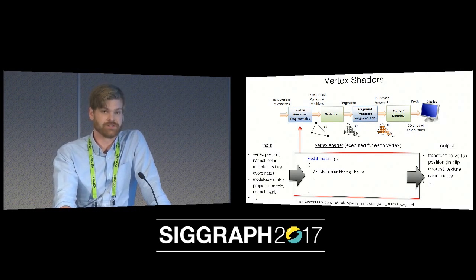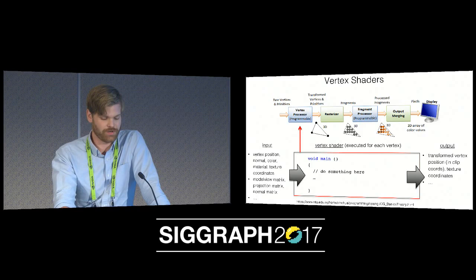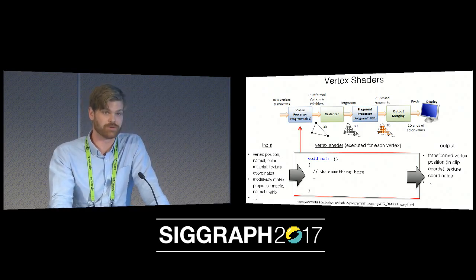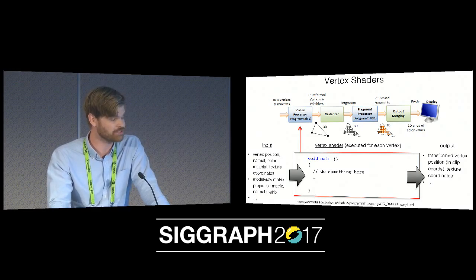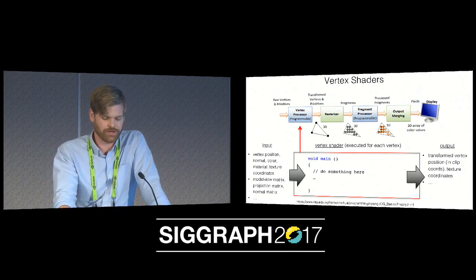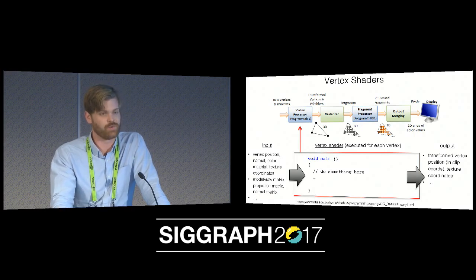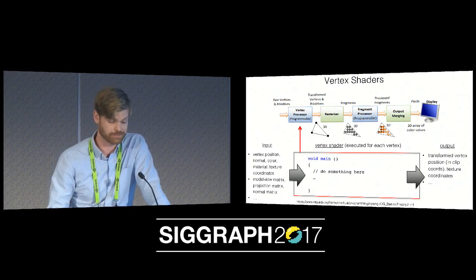takes in the model view matrix, projection matrix, and normal matrices, and does some operations. It can be whatever we want. It's programmable, so we can define whatever happens in the shader. And in the end, it'll output a transformed vertex position in clip coordinates, as well as the corresponding attributes.